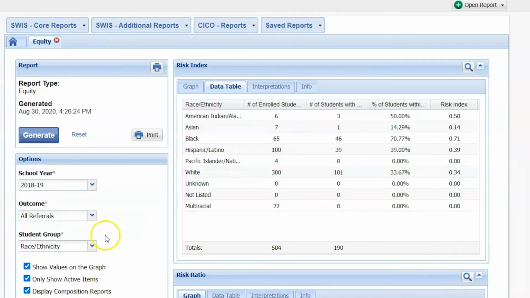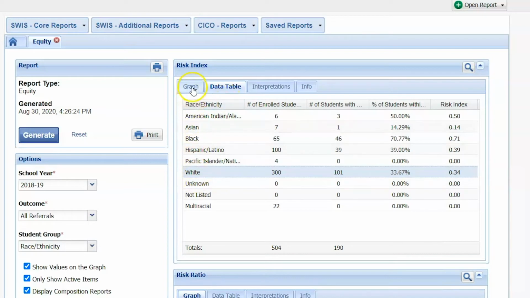Looking at the students identified as white in our building, we can see there are 300 students enrolled who identify as white. 101 of them have received at least one referral. We divide the 101 students with a referral by 300 students enrolled, which is 33.67%, or a risk index of about 0.34. In other words, it looks like about 34% of the students identifying as white are at risk of receiving or have already received an office discipline referral.